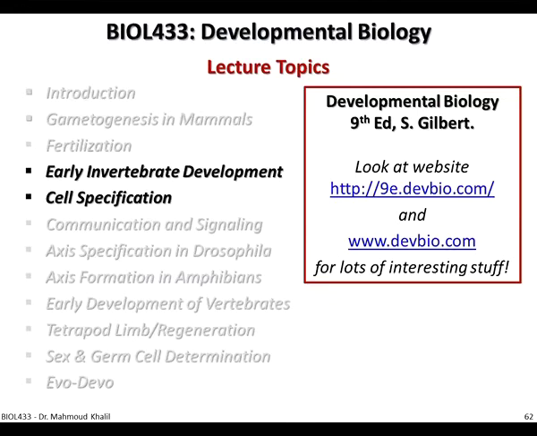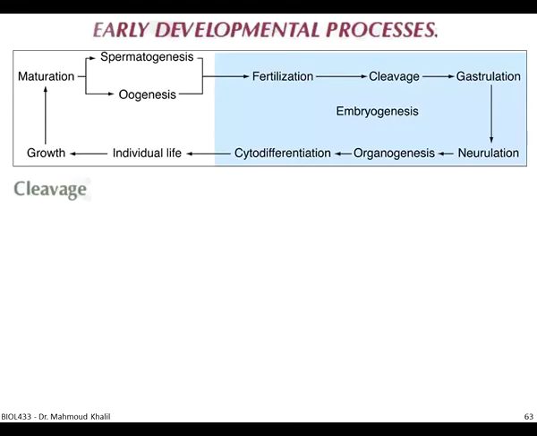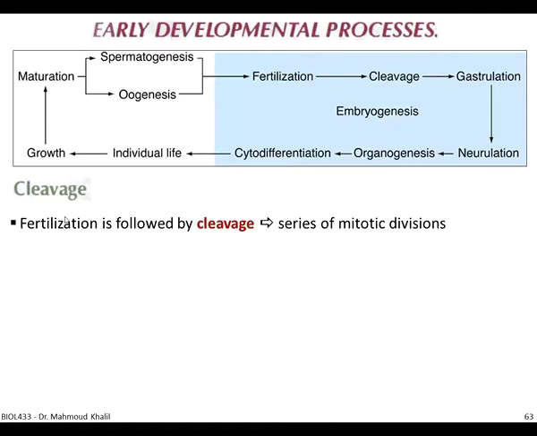Now we'll talk about some of the early invertebrate development and some of the cell specification. So I'm reminding you of the early developmental process we discussed in the first lecture. After fertilization and the formation of the zygote, we start to increase in the number of cells by a process of cell division. And the cell division in that stage after fertilization has a peculiar name, which is called cleavage.